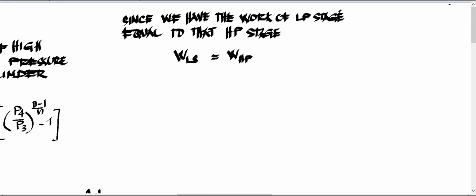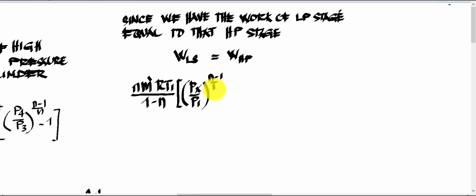Okay. Since the work of the high stage is equal to the work of the low stage compressor, we can rewrite our equation. We can equate this as N, mass flow rate, R T sub 1 divided by 1 minus N, multiplied by the ratio of Px over P sub 1, raised to N minus 1 over N, minus 1.